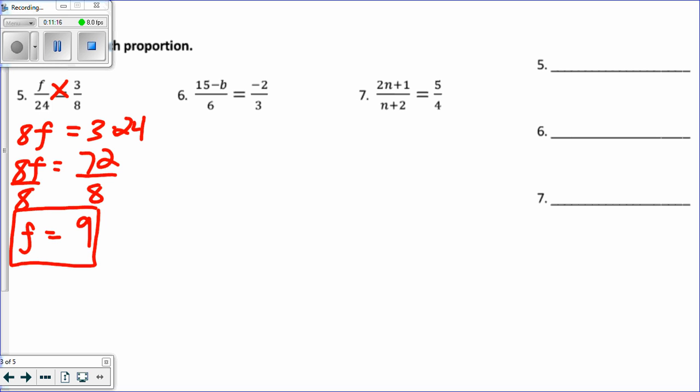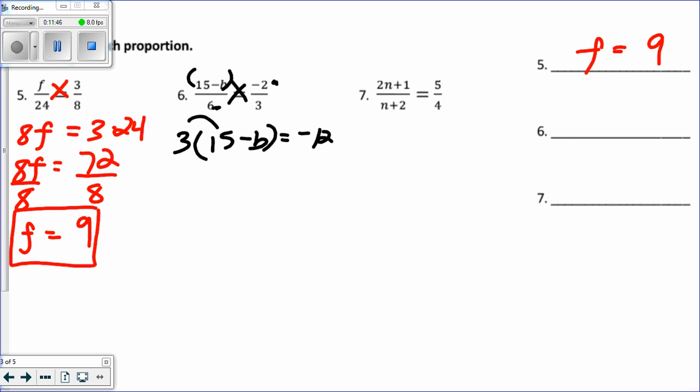So I come over here, F equals 9. All right, the second one, we have to remember, we have to use parentheses because there's more than one term. So put your parentheses and then start to cross multiply. You get 3 times 15 minus B equals 6 times negative 2. We get negative 12. So I have to distribute. I get 45 minus 3B is equal to negative 12.